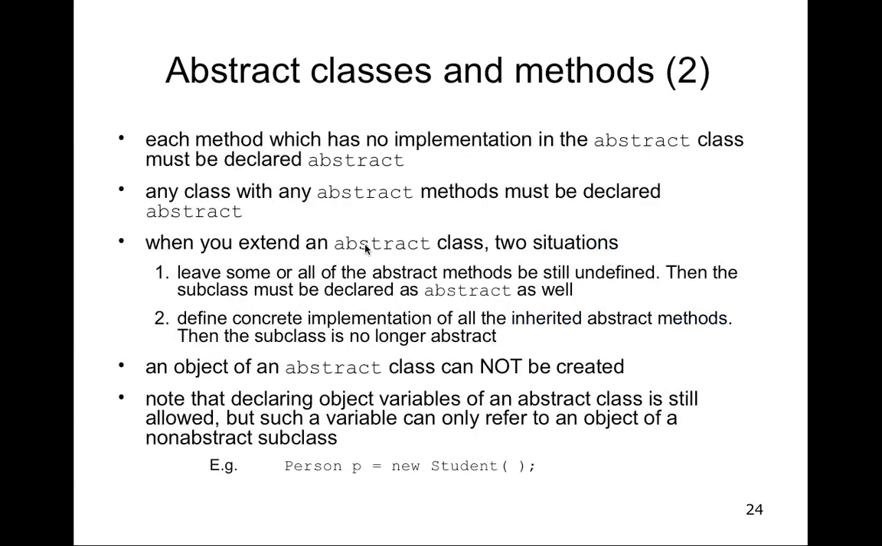So each method which has no implementation in the abstract class must be declared as abstract, otherwise you'll get a compiler error. So abstract means you're not going to give it a function body. You're not going to give it anything. Any class with an abstract method must be declared as abstract. So as soon as you have one abstract method in that class, it's an abstract class.